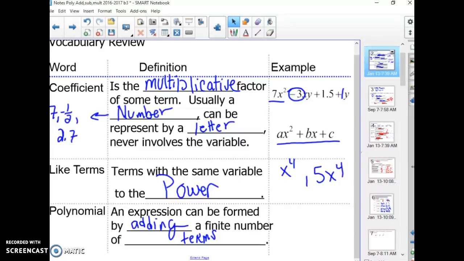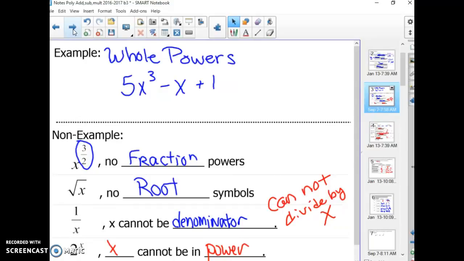Okay, so you guys, polynomials are an expression that can be formed by adding a finite number of terms. So we have a few things with that. Polynomials have to have whole powers, and this is an example of a polynomial. Polynomials cannot have fractions in the exponents. Polynomials cannot have the root symbols in them.